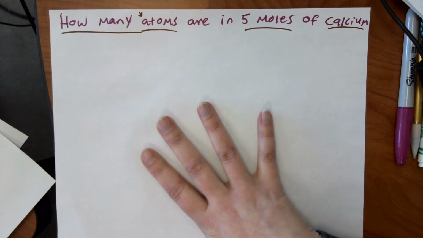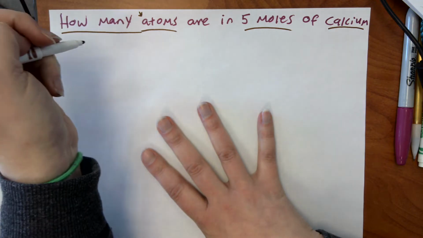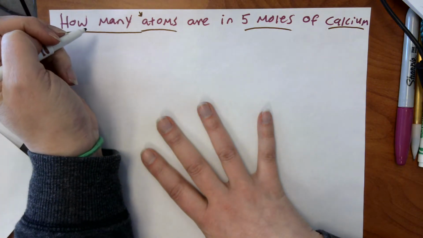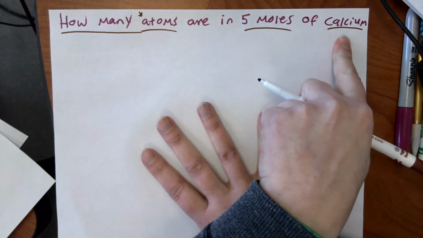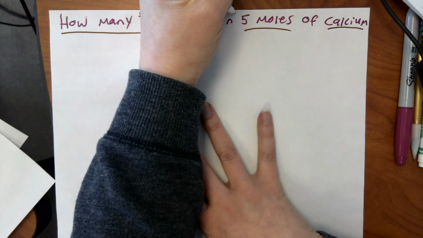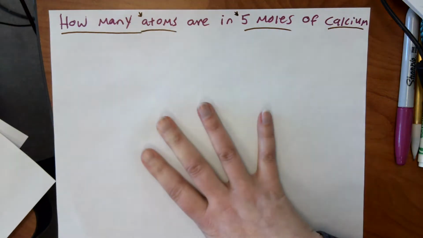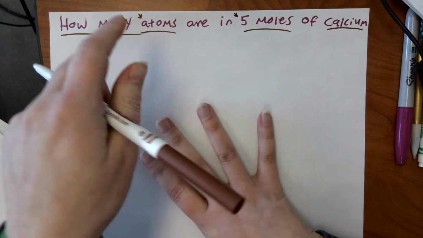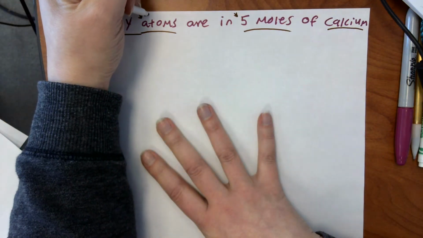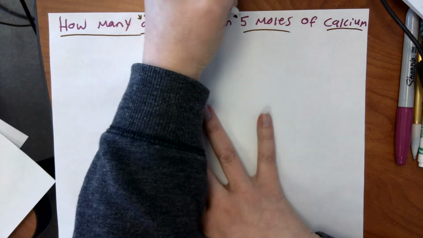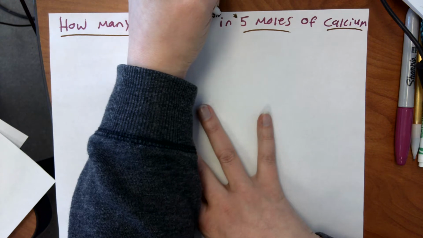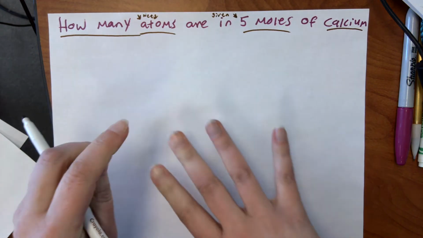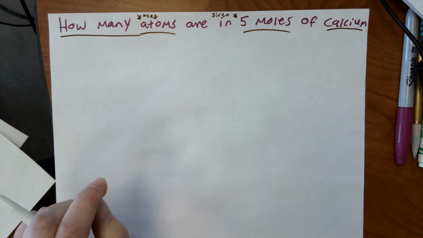Next thing you want to do is recognize what you're given. So if we look here, how many atoms are in 5 moles of calcium? You are given 5 moles of calcium. So this is what we're given, and this is what we need. Okay.